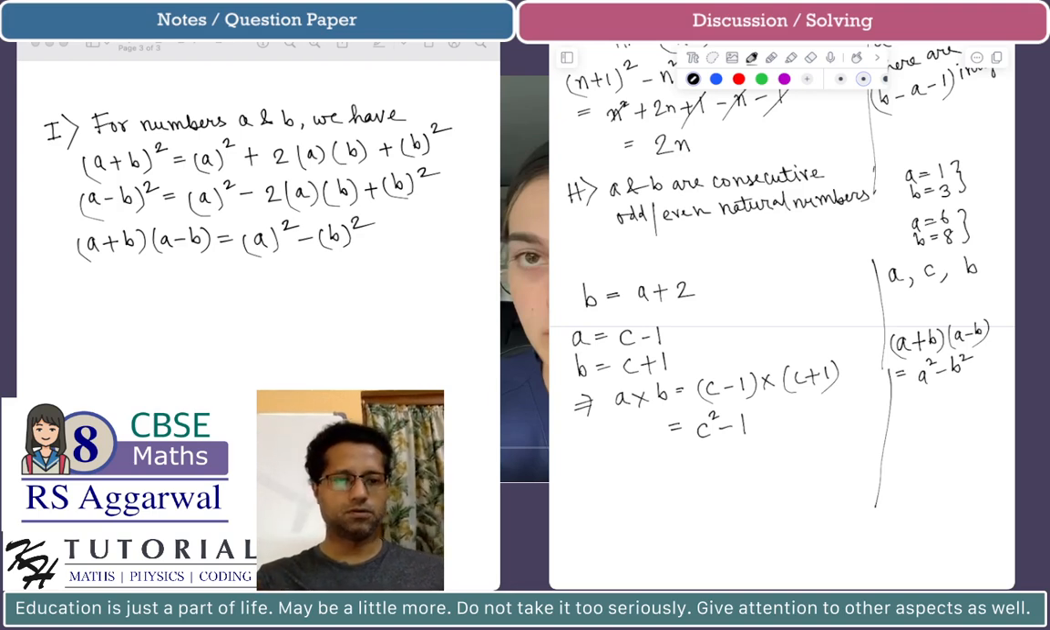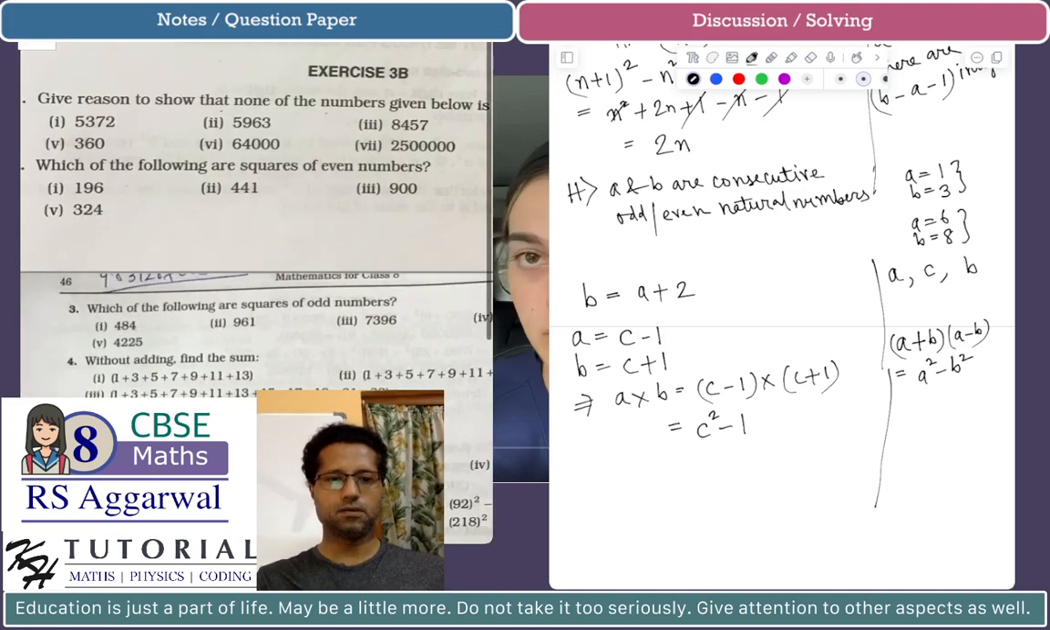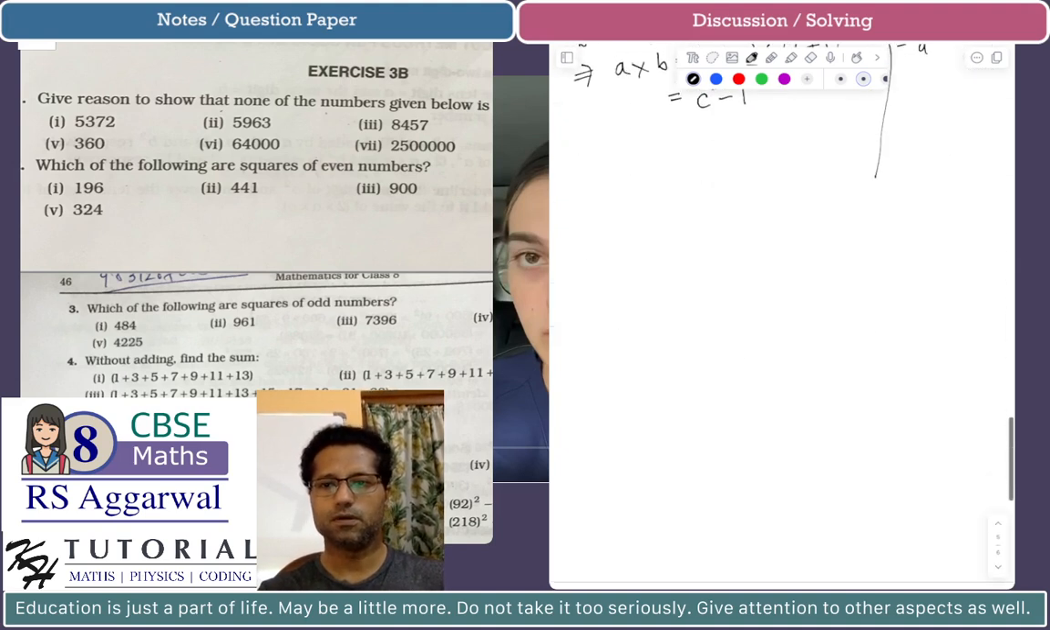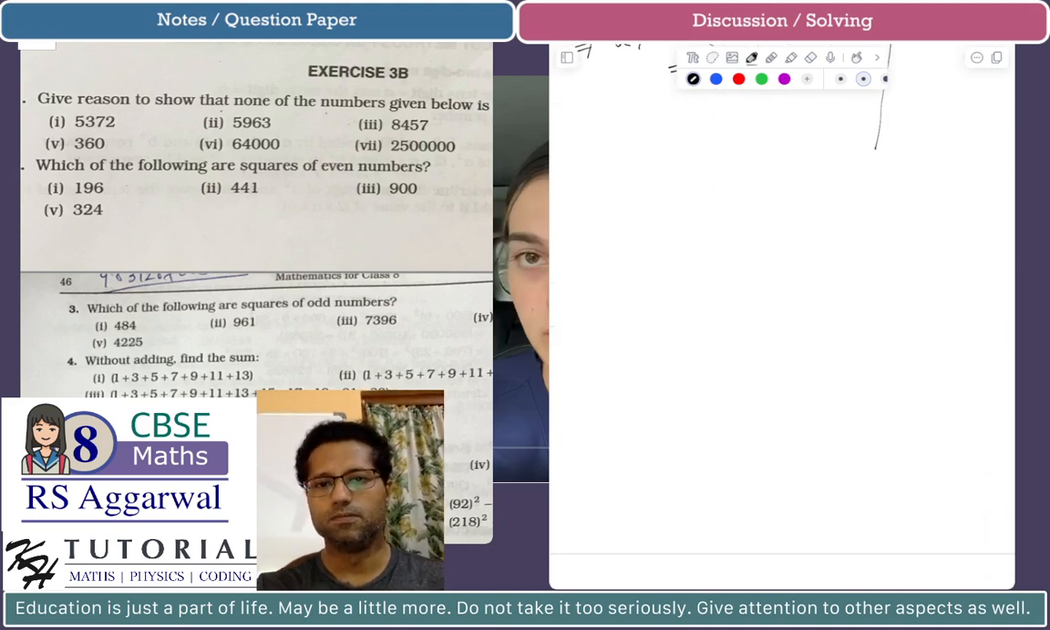Now let's try to solve some selected problems from exercise 3B. Let me see if you can see the problems of exercise 3B. Okay, you can see it now. So let's now try to solve selected problems. I will not solve all of them. For a particular problem number, I will solve a few of them so that you will get the idea of how to solve the remaining problems.